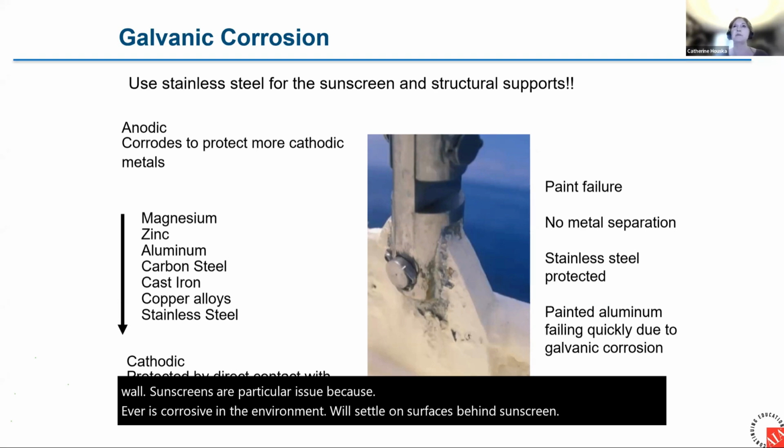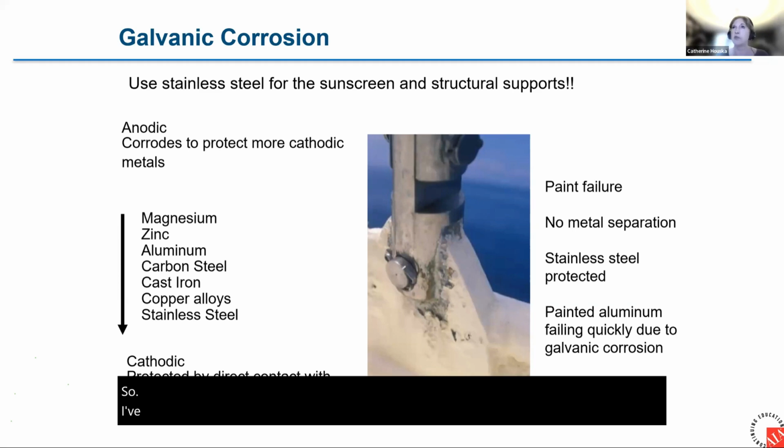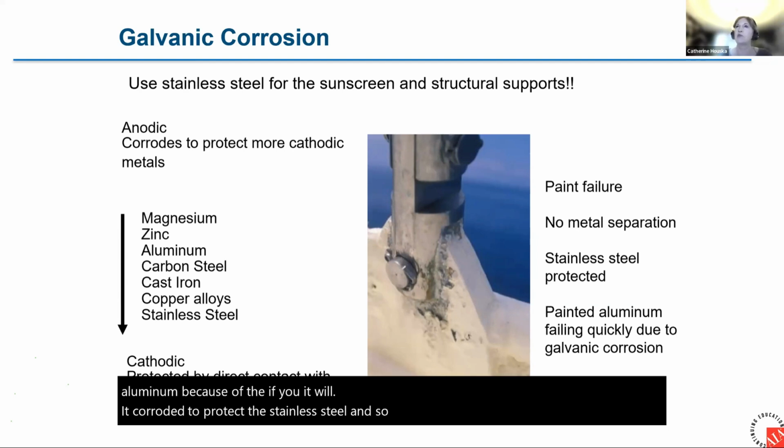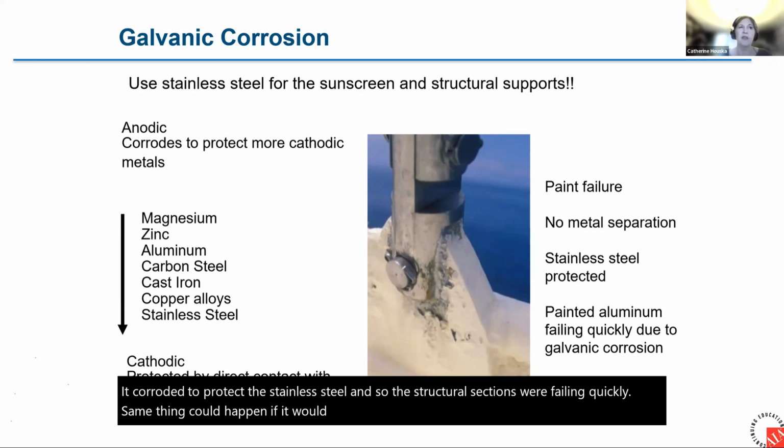So I've seen examples where stainless steel panels were supported by aluminum, and the aluminum corroded to protect the stainless steel. And so the structural sections were failing quickly. Same thing could happen if it was carbon steel.